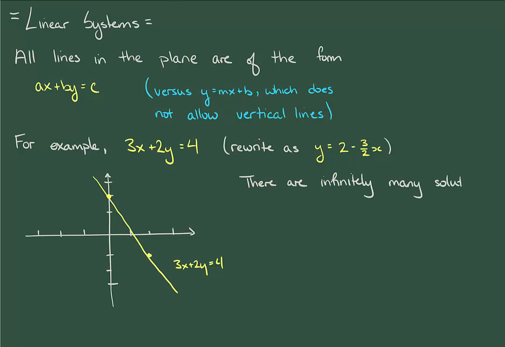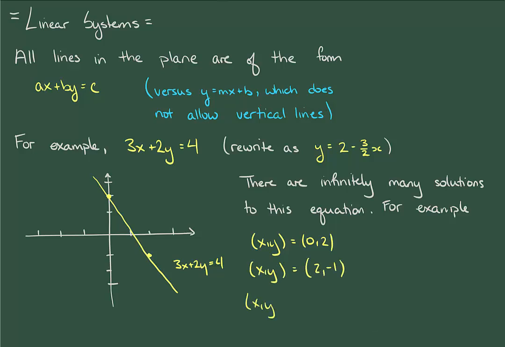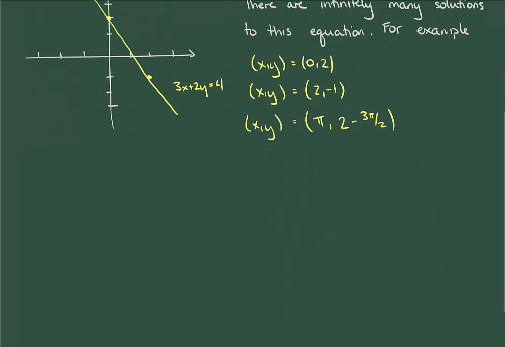Now there are infinitely many points which satisfy this equation. We've already seen 2 of them. So for example, (0, 2) and (2, negative 1). Or we could do something weirder, like (pi, 2 minus 3 pi over 2). Every x value gives a corresponding y value.